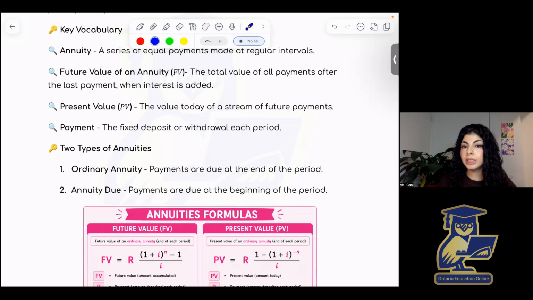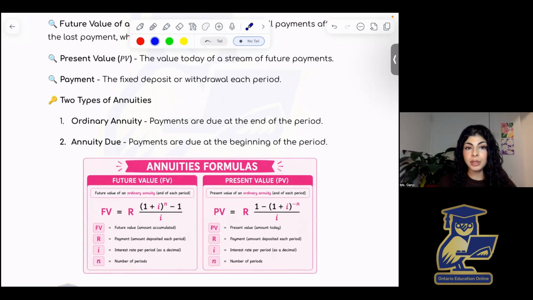And thinking of our interest, periods can be different as well. In this case, we can do monthly, yearly, and so on. We also do have two types of annuities. We have ordinary or simple annuity, which is when payments are due at the end of the period, and annuity due when payments are due at the beginning of the period. So consider, for example, if you're doing monthly payments, in ordinary annuity, the payments are made at the end of the month, whereas in annuity due, the payments are at the beginning of the month.